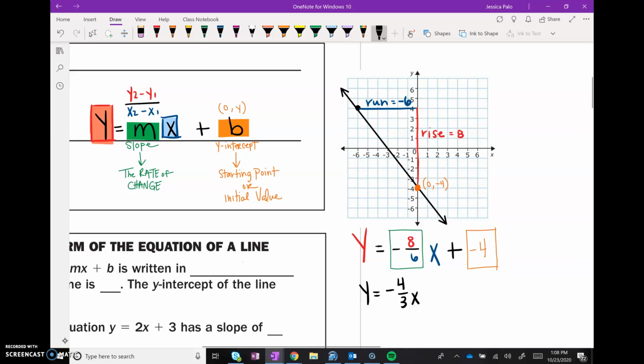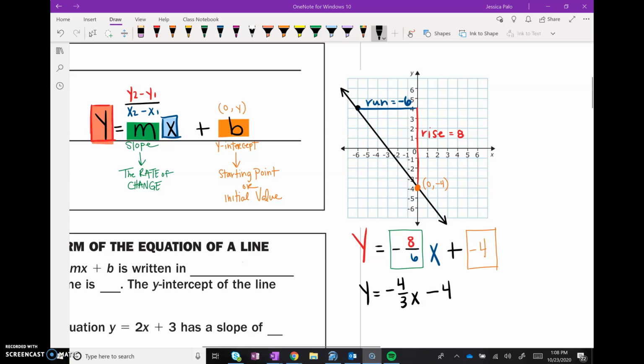But we never want to have two operations next to each other. When you're adding a negative number, it's the same as subtracting. So our final answer would be y equals -4 thirds x minus 4.